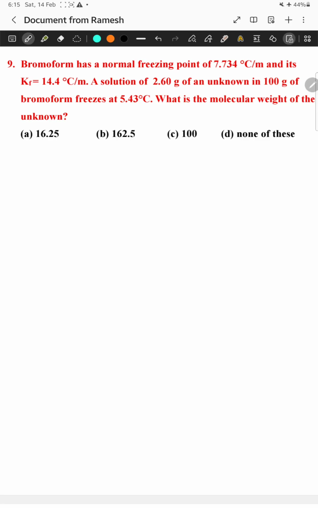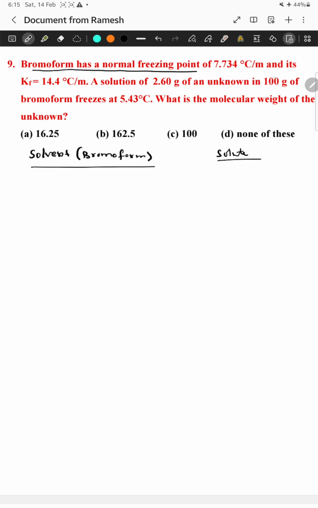Coming to question number 9. In this problem they have given that bromoform has a normal freezing point and its Kf value is given. A solution of 2.6 gram of an unknown solute in 100 gram of bromoform. That means some solute is dissolved in bromoform. Therefore the solvent will be bromoform, and the solute they have not mentioned, simply you take that as solute.